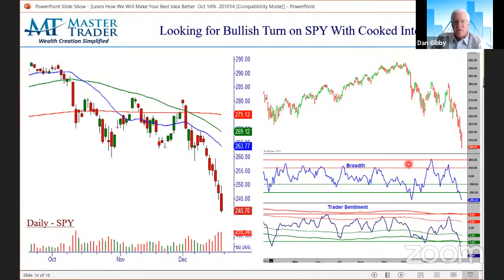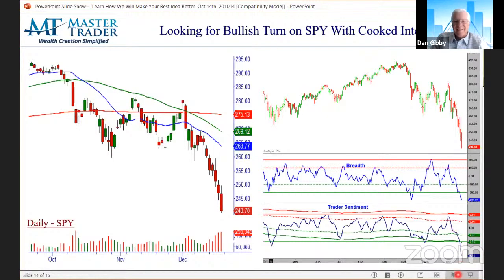Breadth is the McClellan oscillator. Greg created these bands that fluctuate in bullish or bearish times. And anything under this 200 McClellan, the breadth is getting oversold. Trader sentiment is a 5-day moving average of the put call ratio. So when the option traders, in this case, are rushing to the option markets to buy puts for protection out of fear or speculation, then they're too fearful.